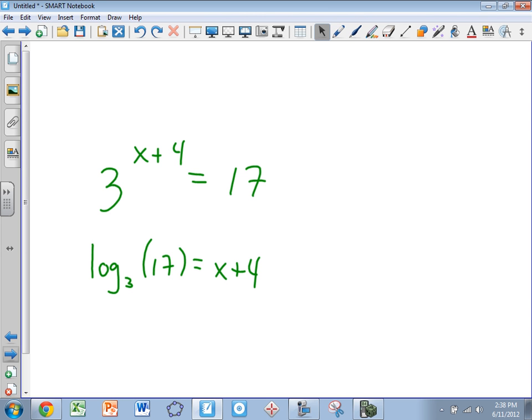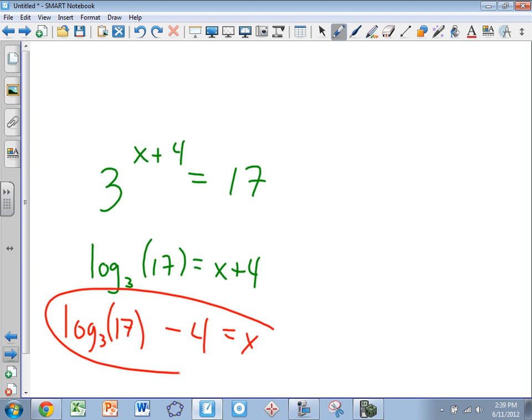Really? The 4? Oh, sorry, my bad. It's being added right now, so you subtract. What do you subtract from whatever this turns out to be? You can plug in a calculator, can't you? Okay, log base 3 of 17 will give you a number. The number is going to be 2.4, I guess, minus 4. Subtract them. Try it.